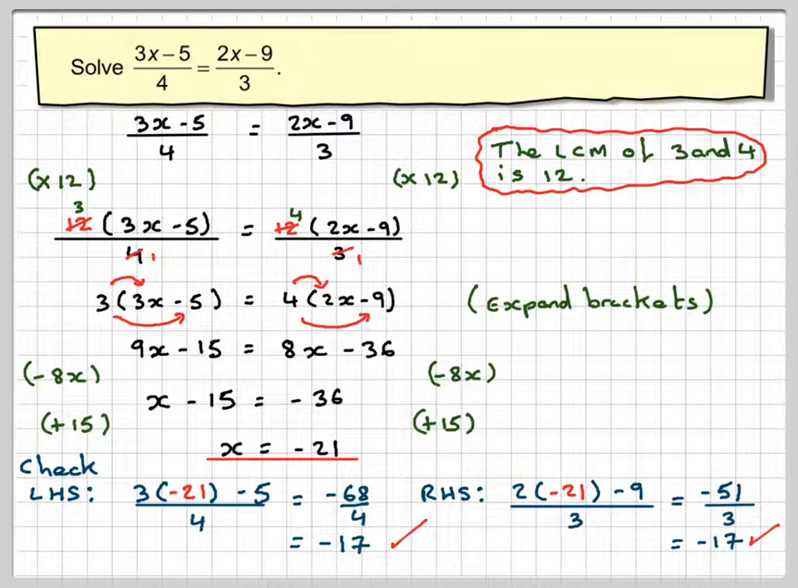So this has been a video to show you how to solve equations which are algebraic fractions where the number is in the denominator. I hope you've understood, and I thank you very much for watching.